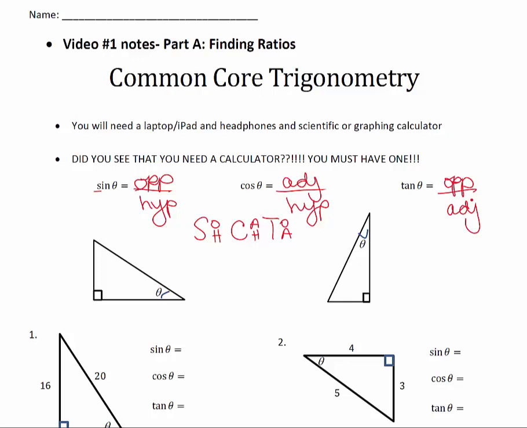So for sine, we use O over H. That's where that SO is coming from. Ka is cosine, adjacent over hypotenuse, and TOA, tan, opposite over adjacent.